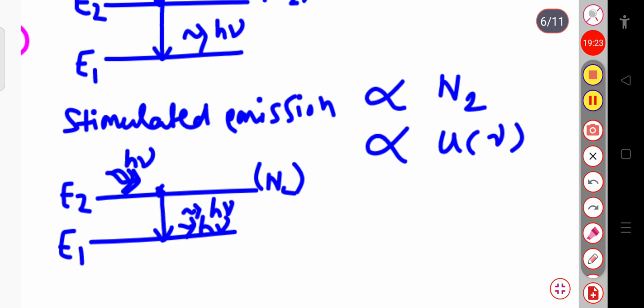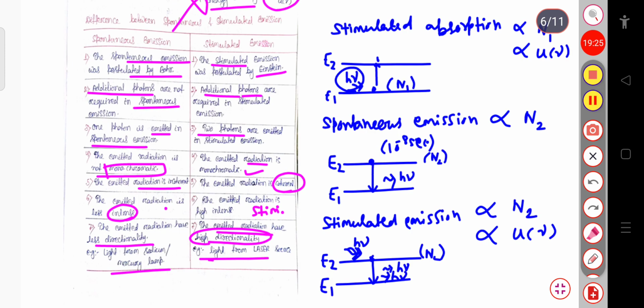So this is all about stimulated absorption, spontaneous emission and stimulated emission. Whether it is stimulated absorption or stimulated emission, in both cases you can see it depends on U of nu, but in case of the spontaneous emission, it does not depend on the energy density of the photon.